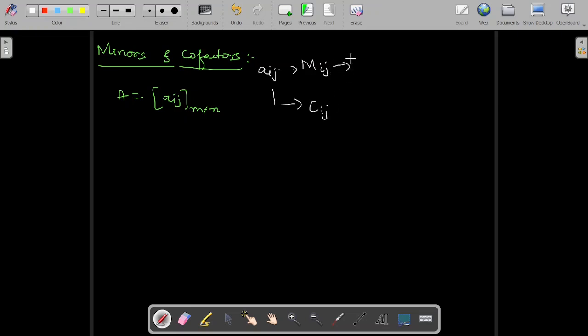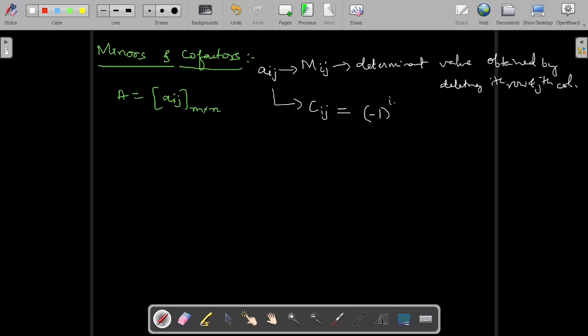Mij is the determinant value which is obtained by deleting the ith row and jth column in which the element Aij lies. Cij is minus 1 to the power i plus j into Mij. That means the minor multiplied with the sign of that element gives you the cofactor. Let us see how to do that.